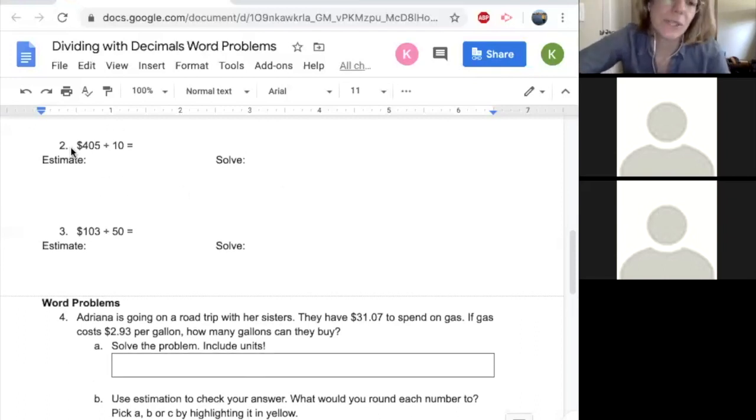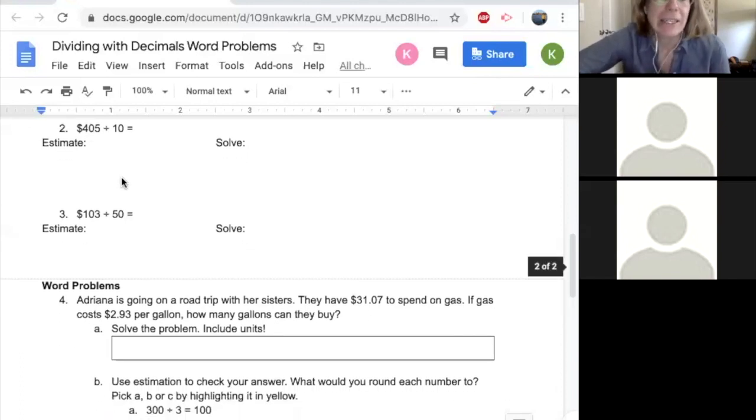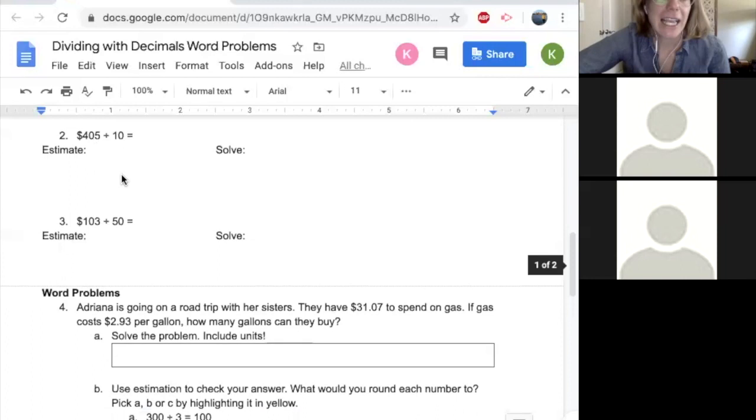But the go-to with all these ones where it's a big amount of money divided up is we could say that someone was saving up money to buy a car and they had $405 saved up. And if they saved the same amount every year and they'd been saving for 10 years, how much should they save every year? Something like that. Okay. So we want to get an estimate about how much money did they save every year.